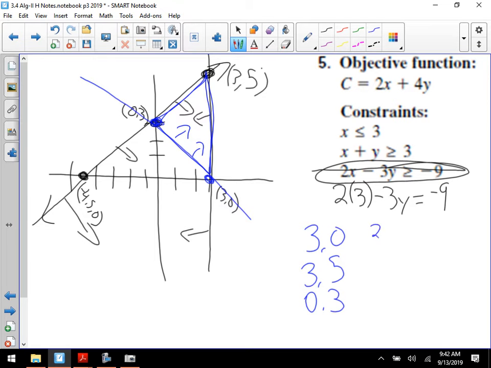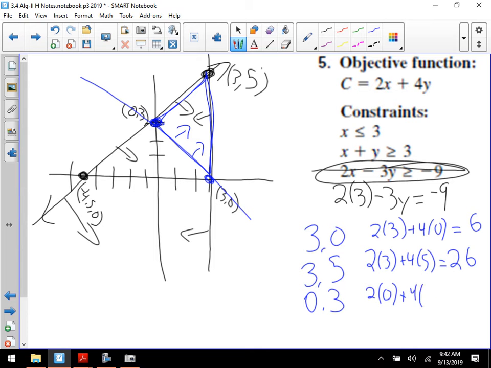So you get 2 times 3 plus 4 times 0, otherwise known as 6. 2 times 3 plus 4 times 5, otherwise known as 26. 2 times 0 plus 4 times 3, which is 12. Which of those is the largest? 26. So your maximum occurs at 26. The minimum occurs at 6. The ordered pairs, again, don't really matter what they are right now, but as we get along into this, you'll start to see what they represent.